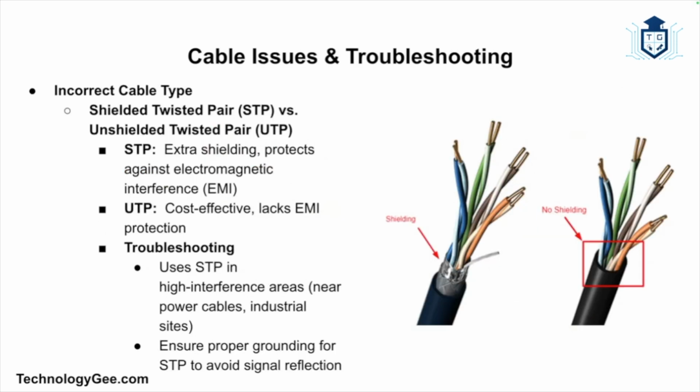Next, we have shielded twisted pair and unshielded twisted pair. Shielded twisted pair has extra shielding to protect against electromagnetic interference. Unshielded twisted pair is more common and cost effective, but it lacks the EMI protection. When it comes to troubleshooting, you want to use STP in high interference environments, whether near electrical cables, radio towers, or industrial settings. You also want to ensure proper grounding for STP to avoid signal reflection issues.